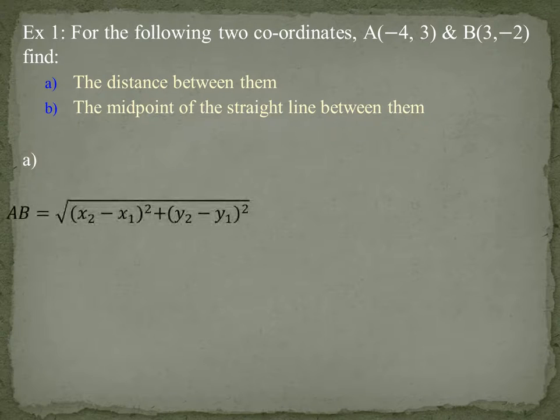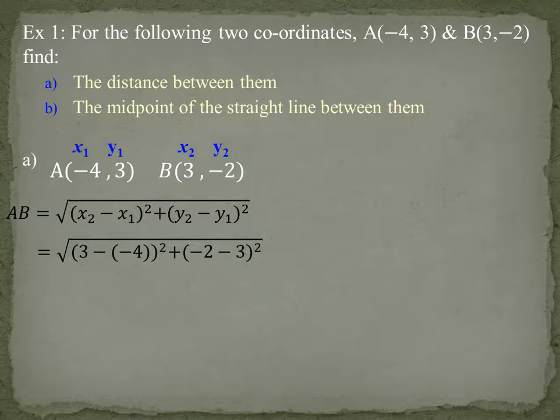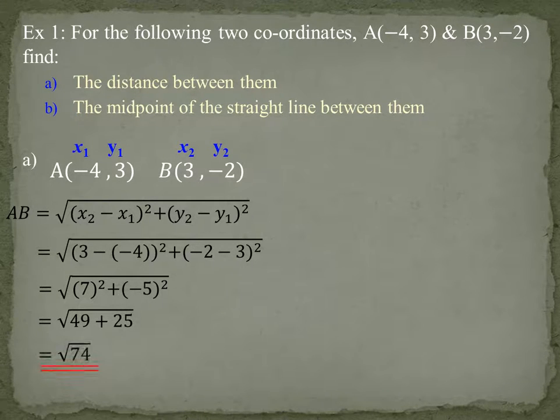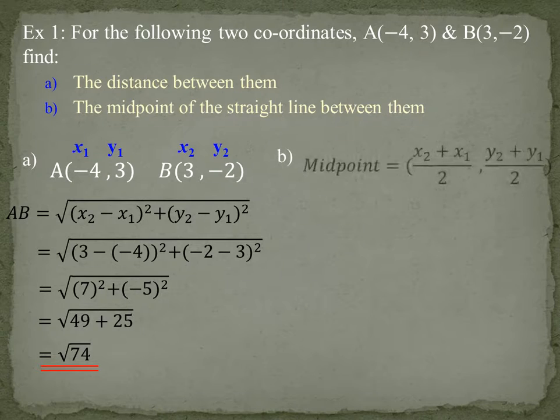Well, to find the distance, use the distance formula or the Pythagoras method that I showed you previously. Subbing in the values, again, watch out for any double negatives. It turns out that we're trying to find the square root of 74. Again, it depends on the context in the question. It's not a problem if you leave the answer as a root in its simplest form, which in this case is root 74.